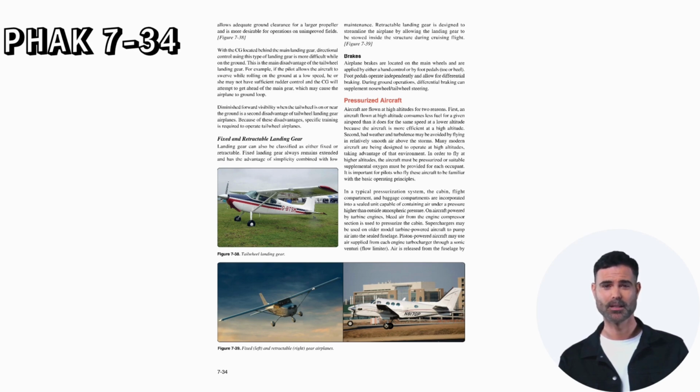For example, if the pilot allows the aircraft to swerve while rolling on the ground at a low speed, he or she may not have sufficient rudder control, and the CG will attempt to get ahead of the main gear, which may cause the airplane to ground loop. Diminished forward visibility when the tailwheel is on or near the ground is a second disadvantage of tailwheel landing gear airplanes. Because of these disadvantages, specific training is required to operate tailwheel airplanes.